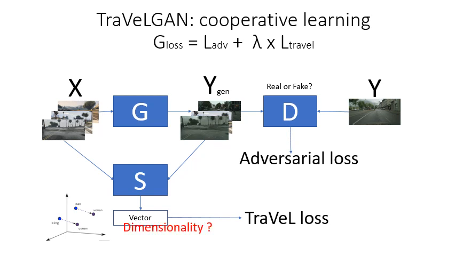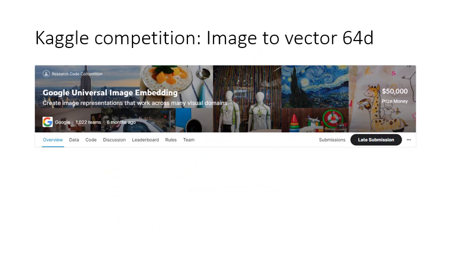A very perspective idea. We tried to experiment with TraVeLGAN. We need to choose the dimensionality of the hidden space, then the architecture of the Siamese network, and the loss lambda. It works, but I think it is impossible to find optimal parameters. Now I will tell you about the source of intuition for our contribution.